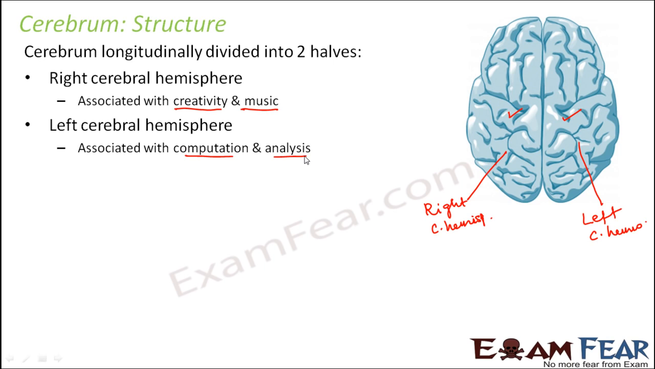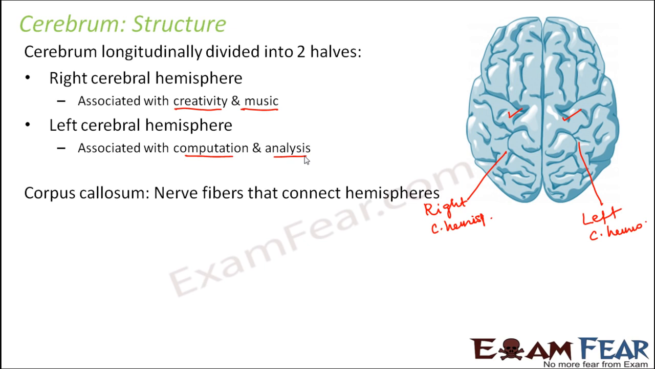Whereas there is another set of people who are very creative, even though they are not very good in their maths or their calculation part. They can do new things, they can do the same thing in a very creative and very different way. They are a very artistic set of people. So for them, their right cerebral hemisphere is really good. That is how different sections of the cerebrum perform different jobs.